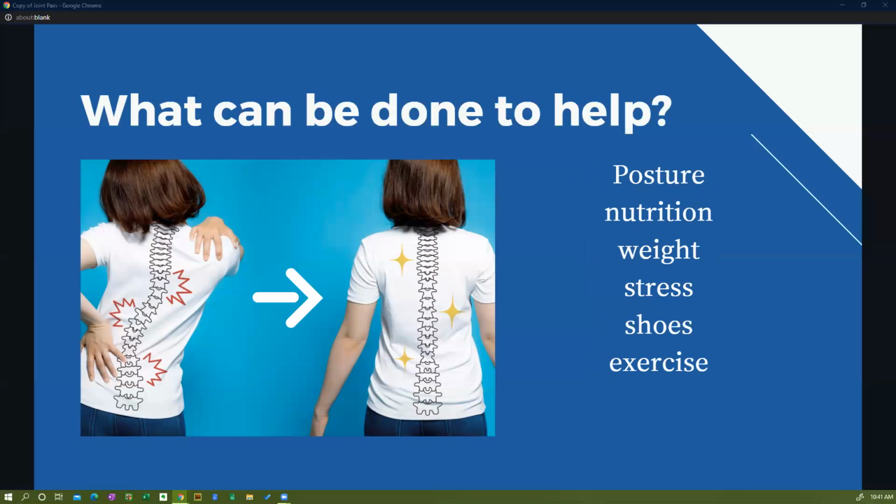Other things we do in the clinic are we look at the posture of the person. Is their alignment good from top to bottom, or are they crooked, like the picture on the left here? If there's misalignment, it can cause more pressure on one side than the other. So for this lady, there's going to be more weight on the right knee than the left knee.